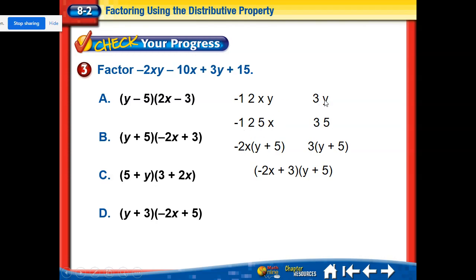The second group, 3y, is just 3 and y. 15 is 3 and 5. Take a 3 out, it's y plus 5. Those are the same, they go together. What's not, negative 2x, and the 3 goes on front, which is right here for b.